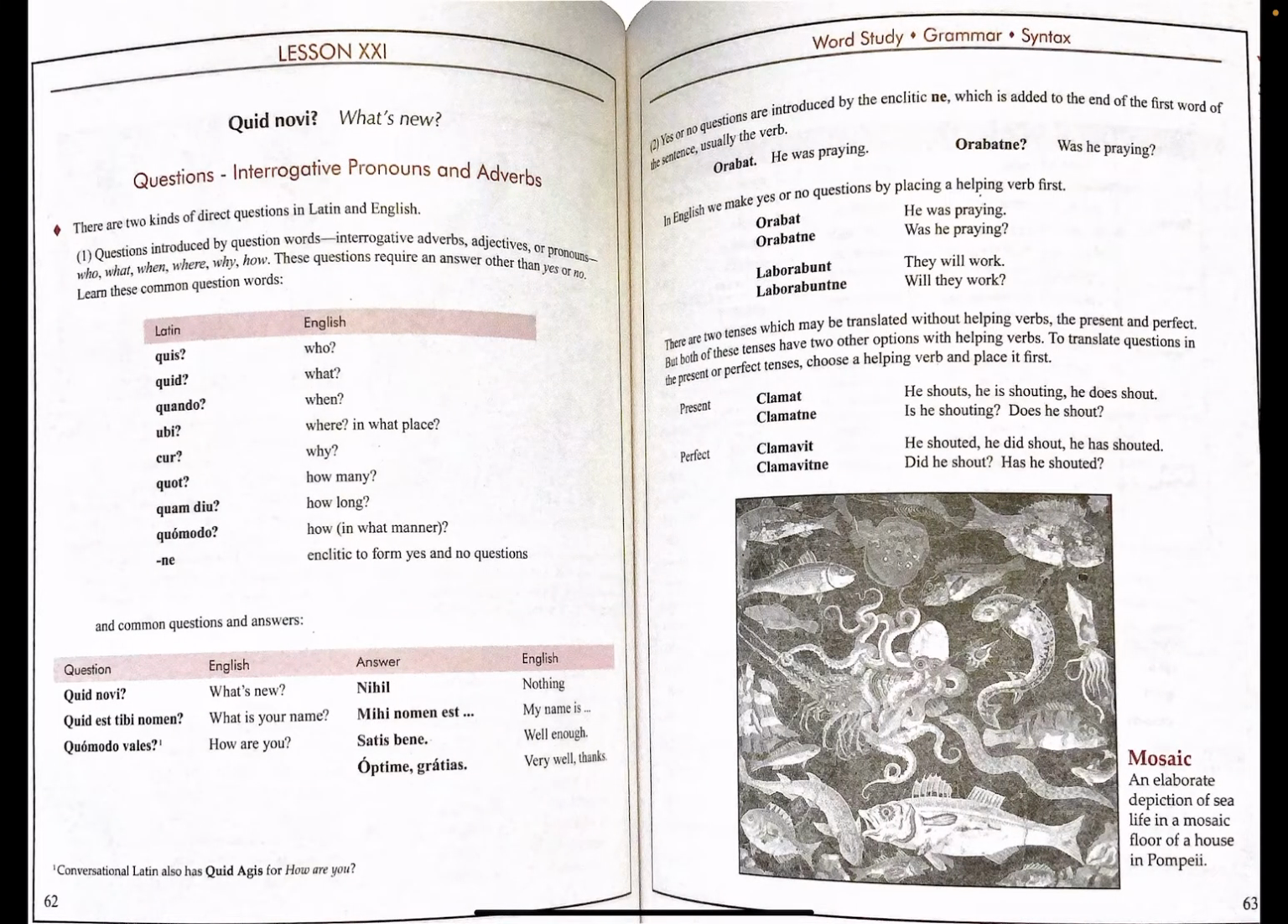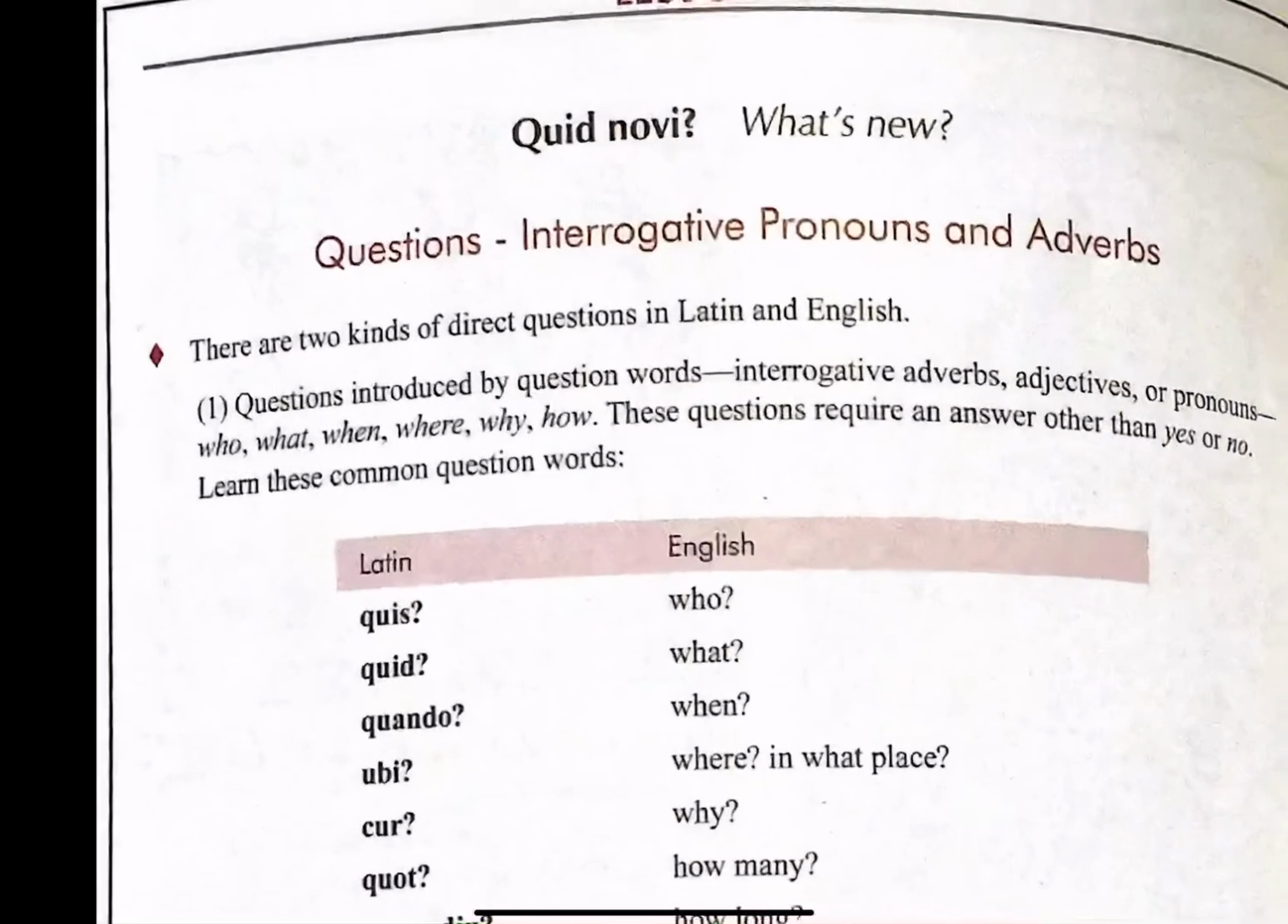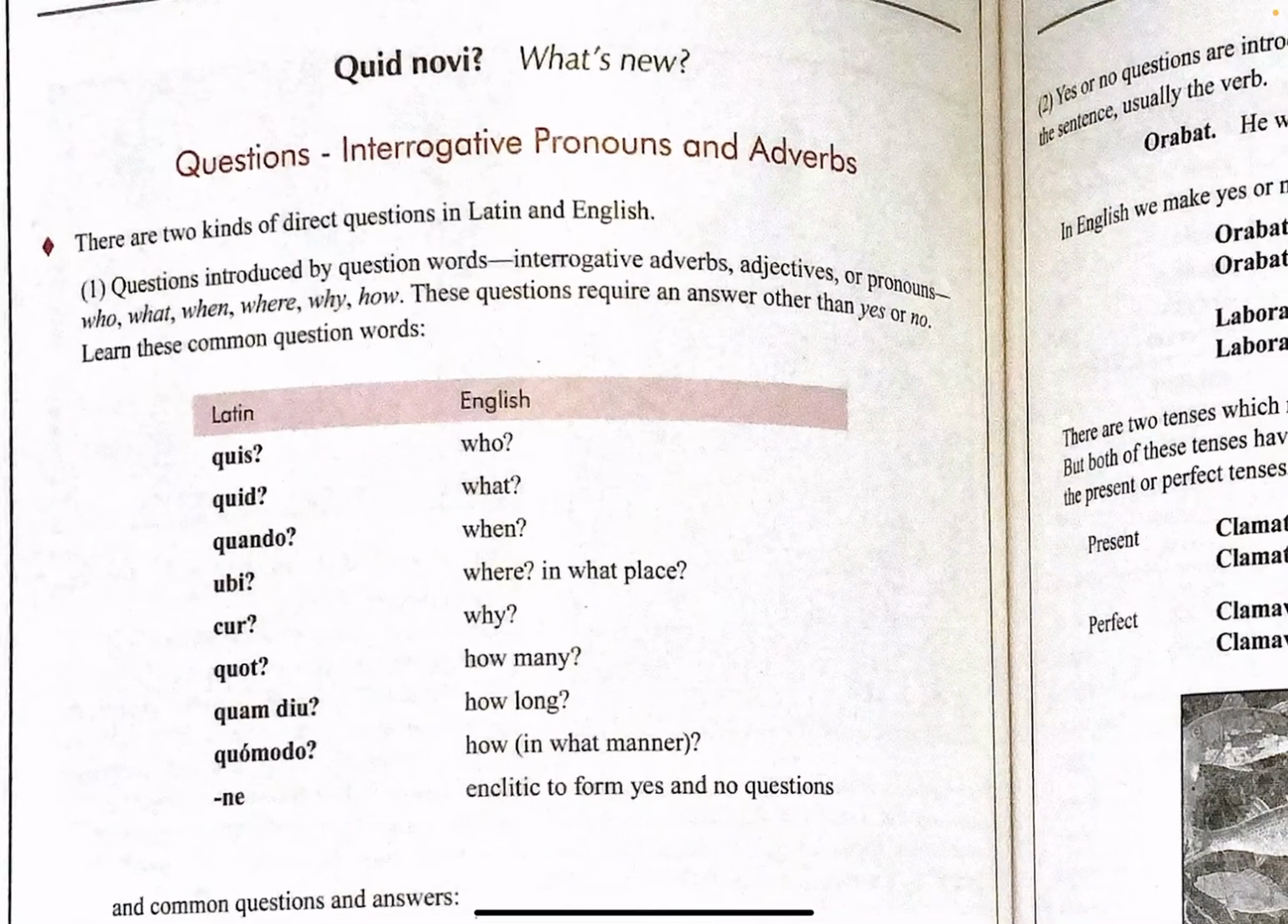In this lesson, lesson 21, which I think may be the last review lesson for you, we go over the interrogative pronouns and adverbs. Question words. There are two kinds of direct question in Latin. First, questions introduced by question words that are interrogative adverbs, adjectives, or pronouns. So, for example, who, what, when, where, why, and how.